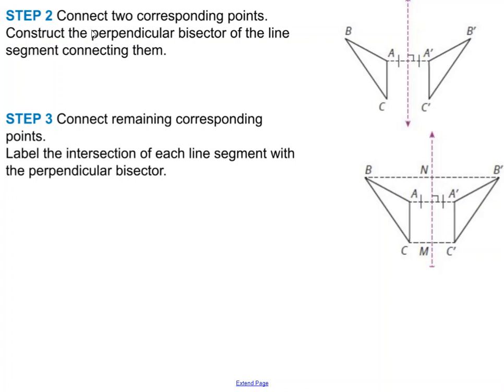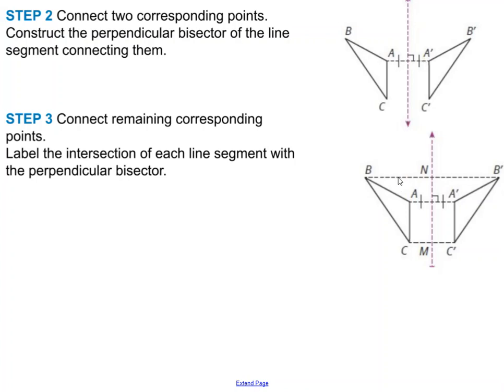Other steps then. Connect two corresponding points, construct a perpendicular bisector. I did that on the previous slide. Connect the remaining corresponding points and label the points of each line segment with a perpendicular bisector. So if in fact I did B to B prime, they did A to A prime.